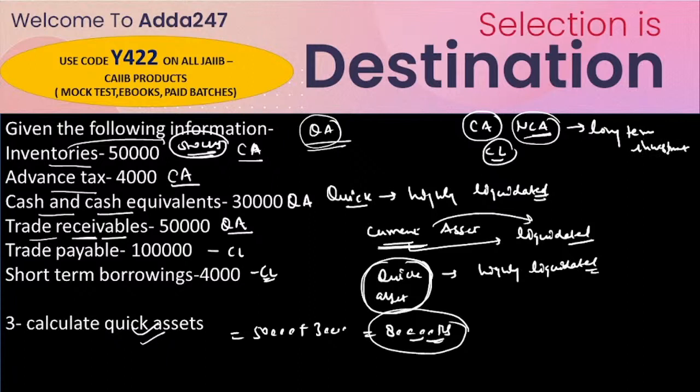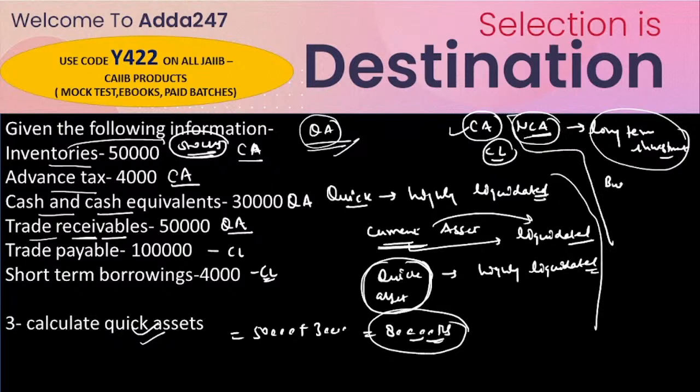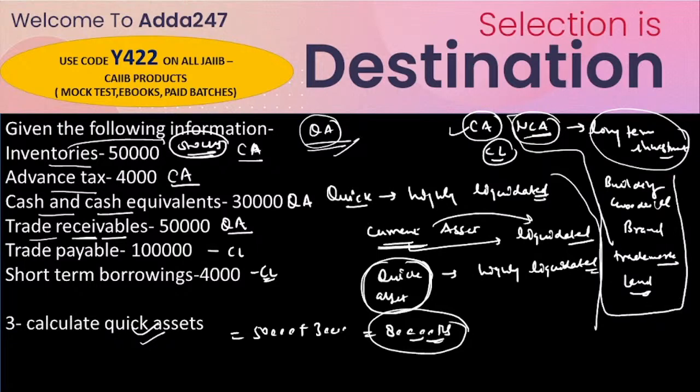Now let me explain the non-current asset. We understood the current asset and quick asset. What do we understand by non-current assets? Building, land, goodwill, trademark, vehicles: all of these are part of the non-current assets. Goodwill, the company's brand, the company's trademark, and land are all non-current assets, because the company expects to convert them into cash beyond one year.